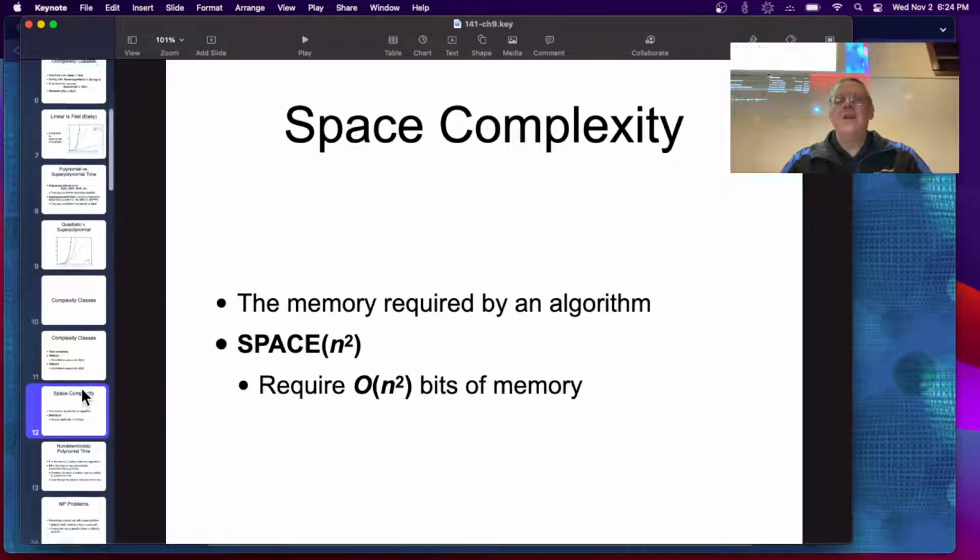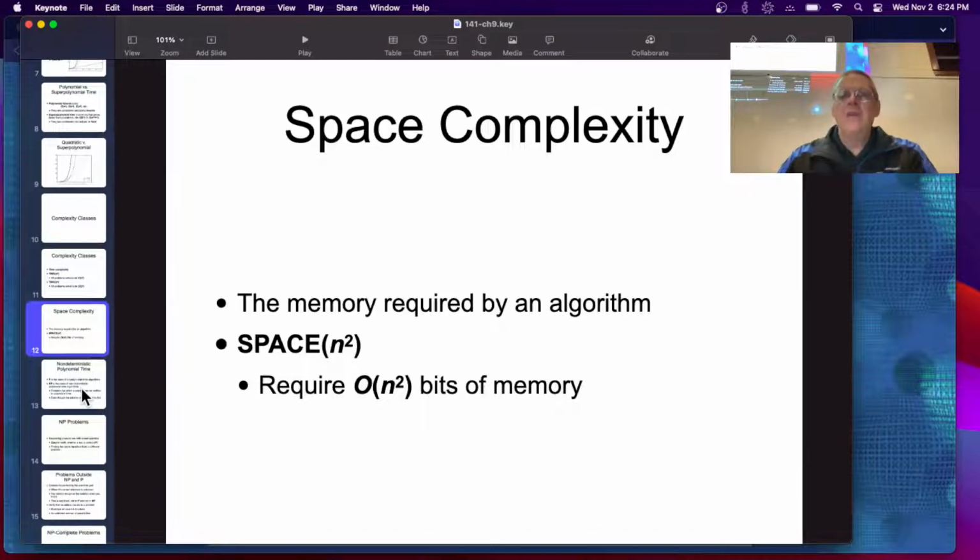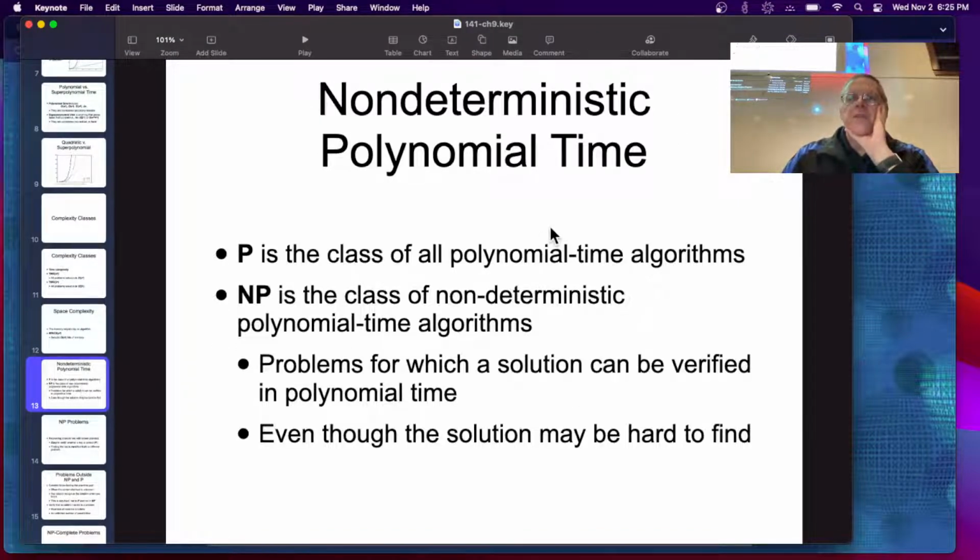That's another way to look at it, if you make a memory-hard algorithm. But most of the time, people consider the time-hard algorithms. So here you get the general category. P is the class of all polynomial time algorithms. These are things that can be solved in polynomial time, and those are considered easy or practical.